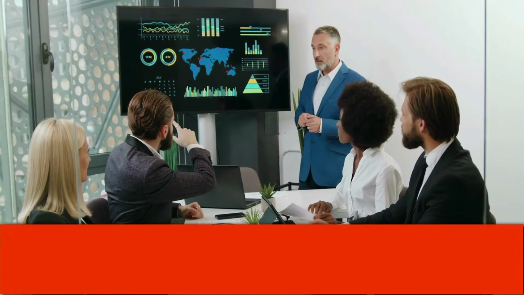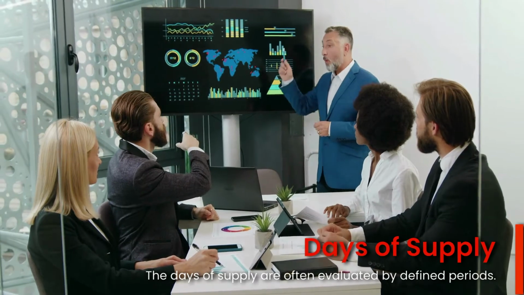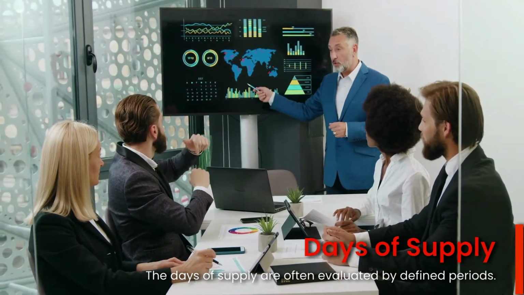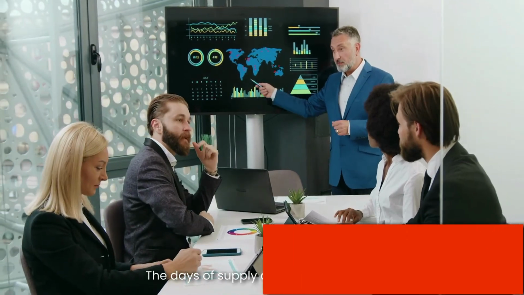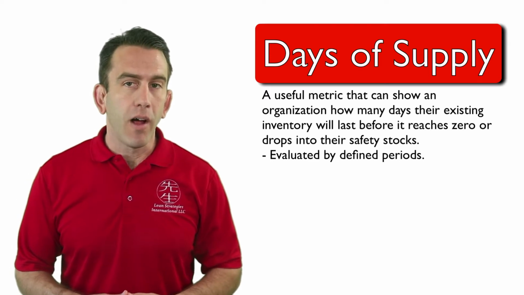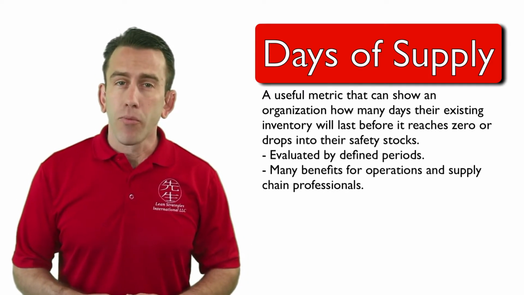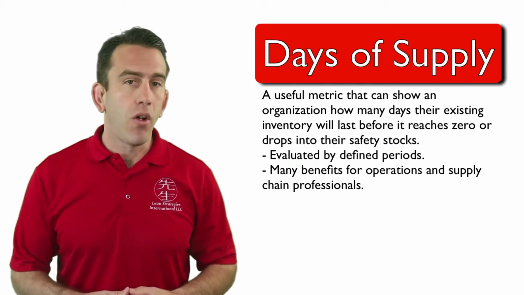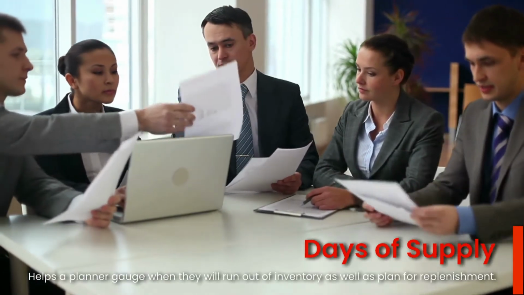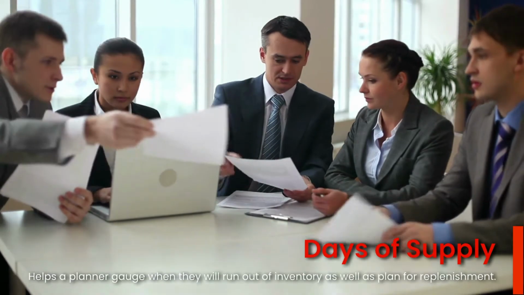The days of supply are often evaluated or defined by periods. For example, 30 days, 60 days, 90 days, or even periodically. You will need to decide what period of evaluation will work best for you. From a planning perspective, this can be beneficial on many different levels. First, it helps a planner gauge when they will run out of inventory as well as plan for replenishment of those items if necessary.